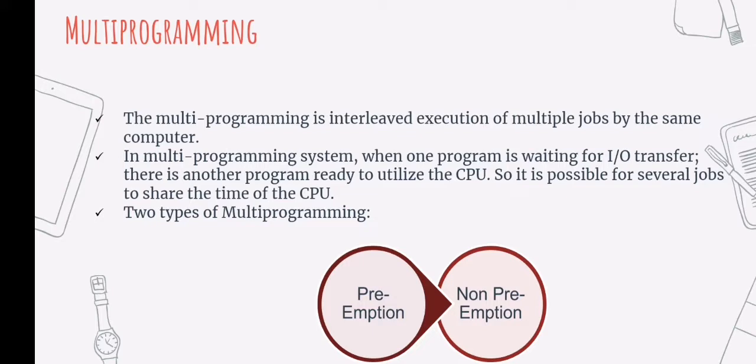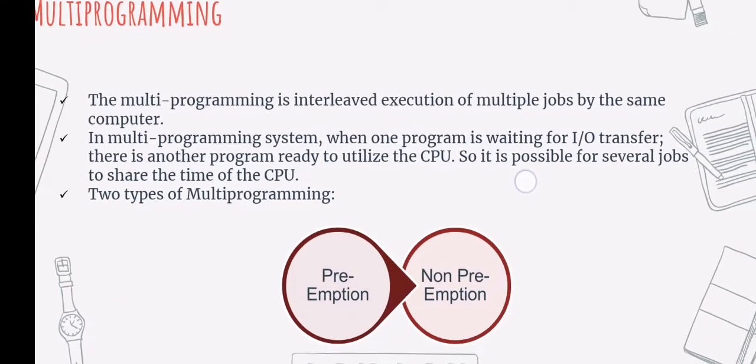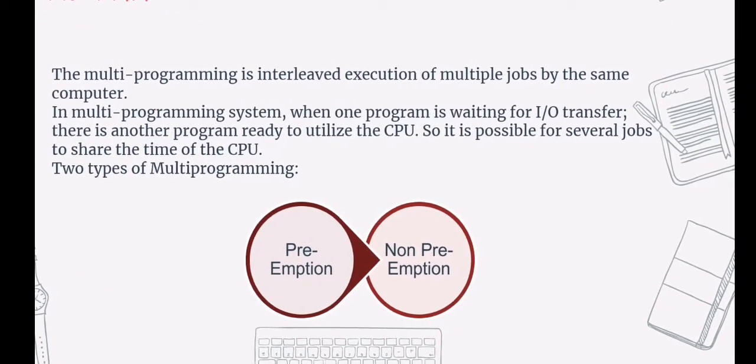Now, there are two types of multiprogramming, the preemption and the non-preemption. Preemption is where the process is forcibly removed from the CPU. Preemption can also be referred to as time sharing or multitasking. So, when you have multiple programs open in your computer system, that is an example of preemption multiprogramming. Next, we have the non-preemption, where processes are not removed until they complete their execution.